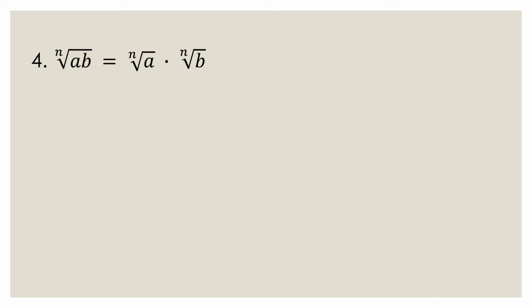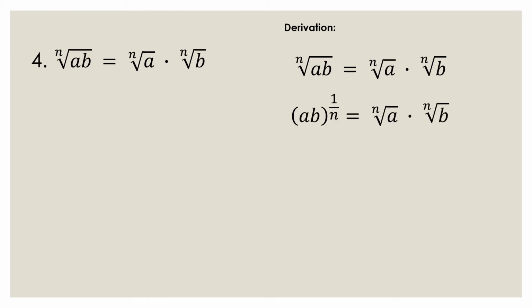The next law is the nth root of ab is equal to the nth root of a multiplied by the nth root of b. So let's derive it. We have the nth root of ab is equal to the nth root of a times the nth root of b, and the quantity ab raised to the power of 1 over n is equal to the nth root of a times the nth root of b.